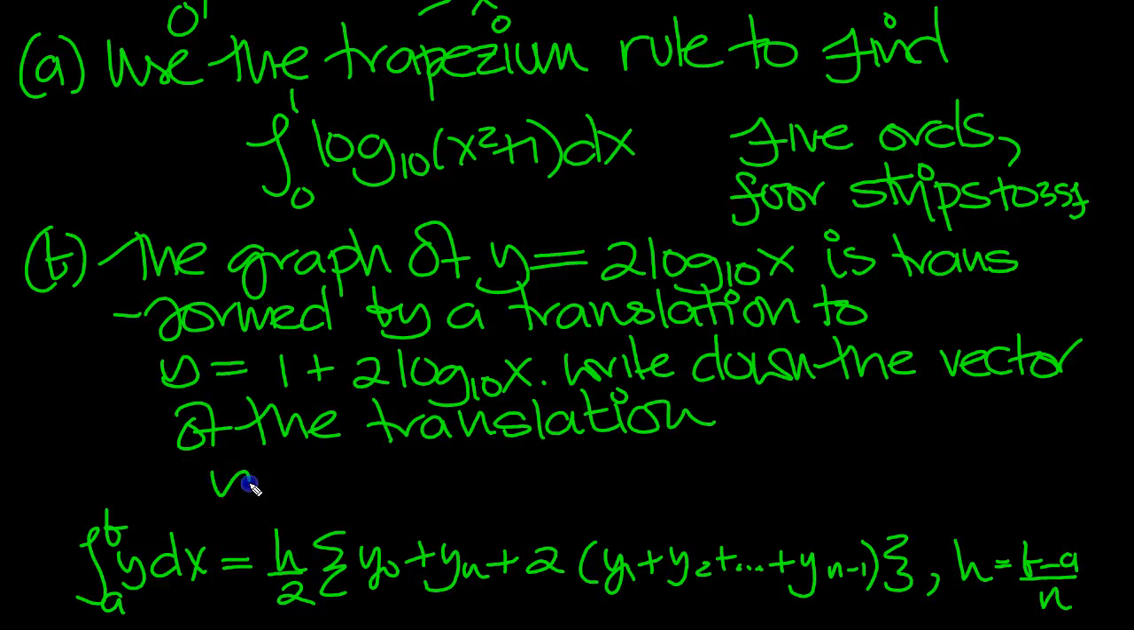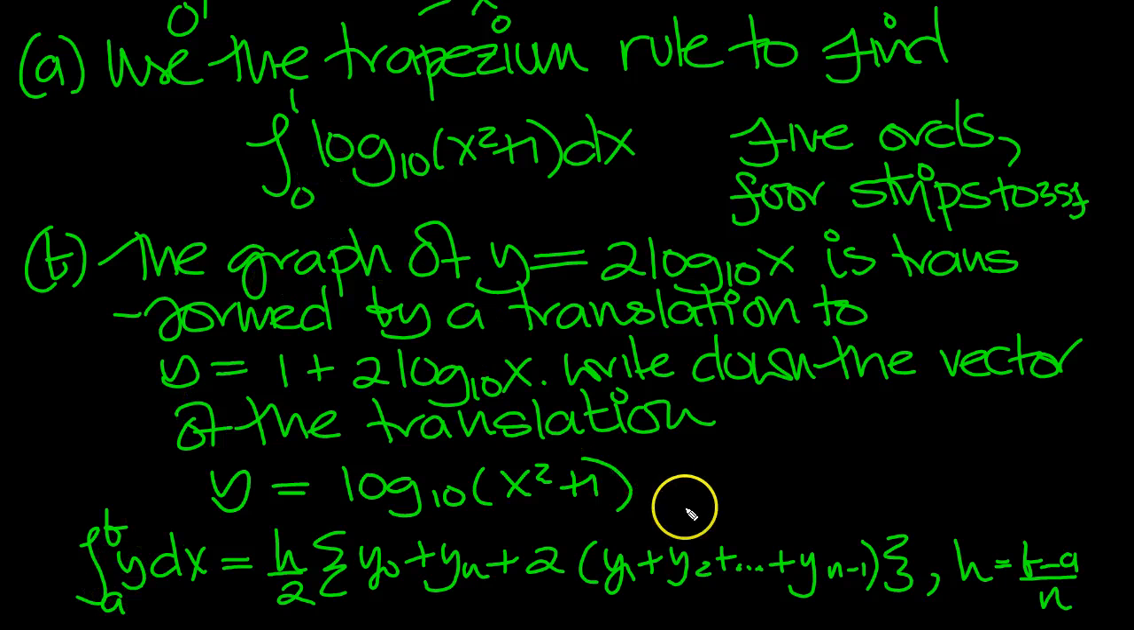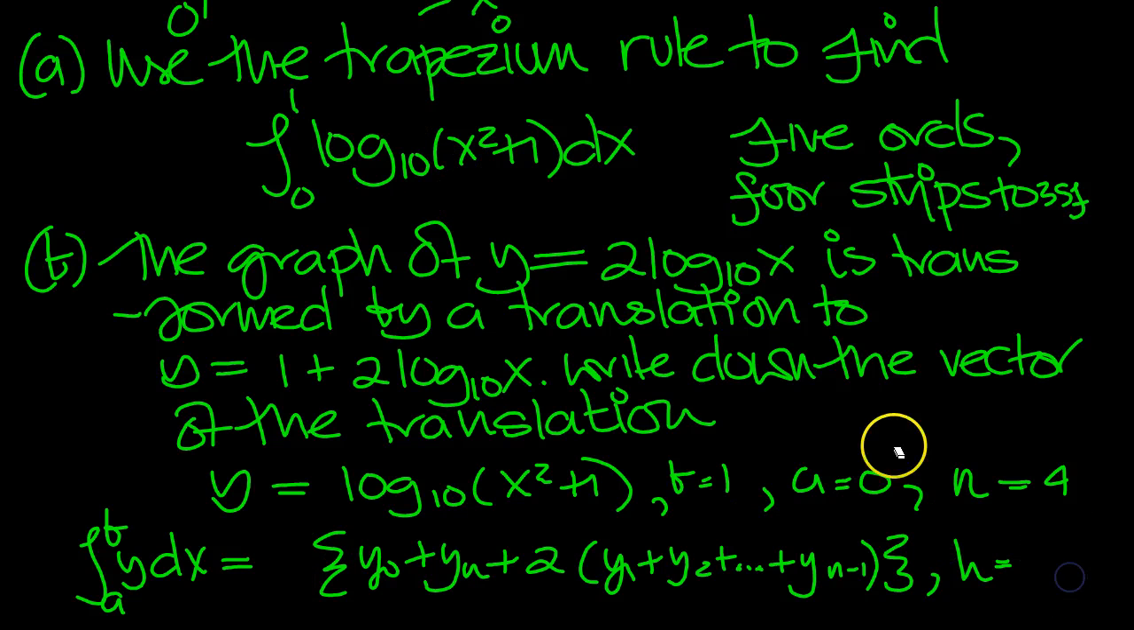So let's put down what y is. y is equal to log 10 of x squared plus 1. Now b, we're going from 0 to 1, aren't we? So b equals 1, a is 0, and we need 4 strips and 5 ordinates, so n is 4. So b minus a is 1, over 4 is a quarter, h is a quarter, so h over 2 is an eighth. So let's put that in here and here. So h was a quarter, and h over 2 is 1/8.